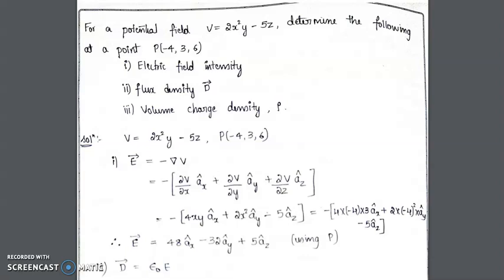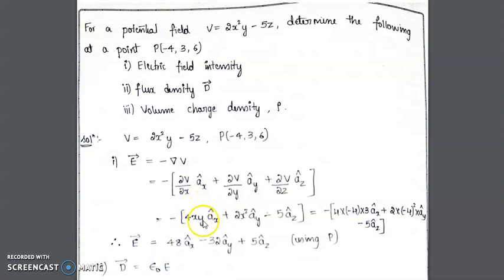So substituting that and differentiating. In the place of V, you will substitute 2x square y minus 5z, and differentiating with respect to x, y, z, you will get minus 4xy into Ax cap minus 2x square Ay cap plus 5Az cap. Now to find the electric field intensity at a particular point, we will substitute the coordinates of the point in the equation of electric field intensity.